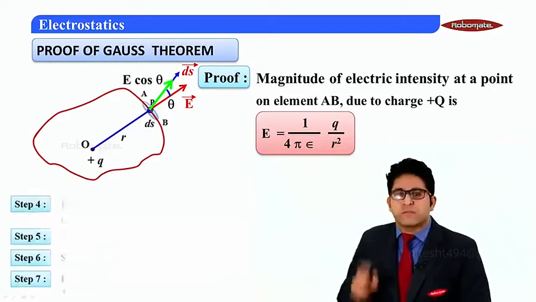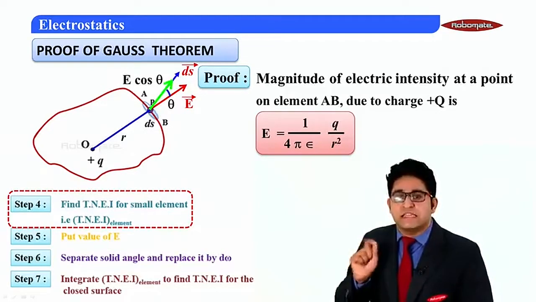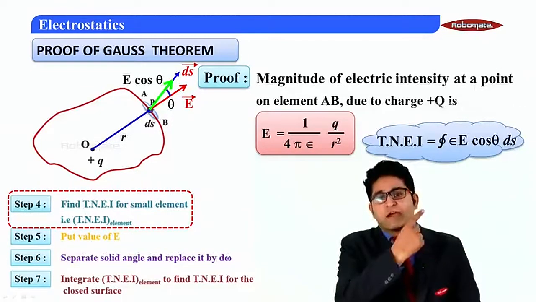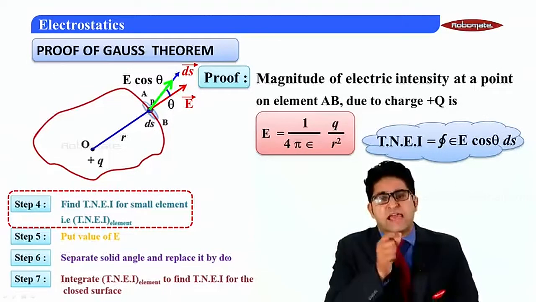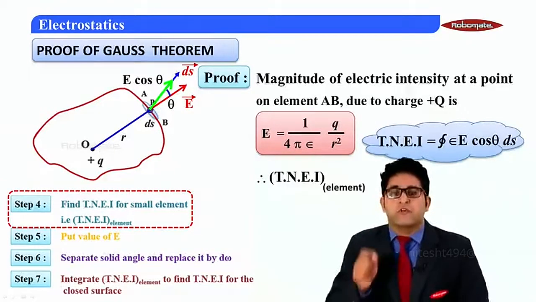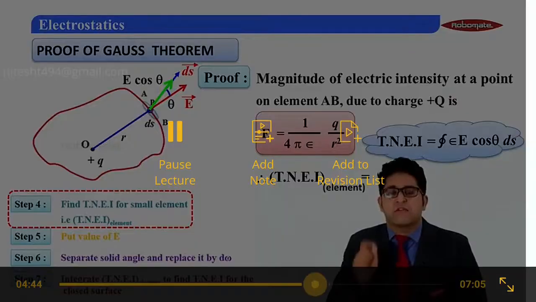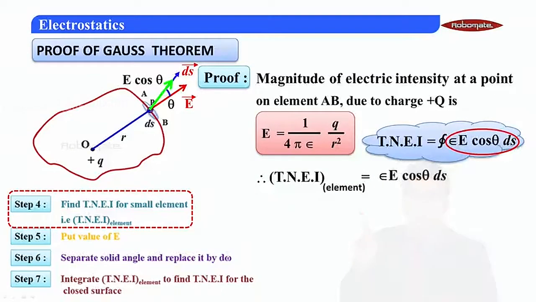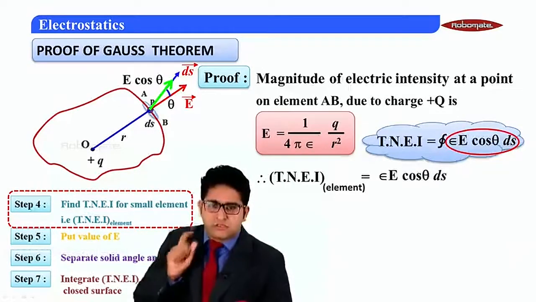Now let us move towards step number 4 and let us find TNEI for the element. Now students, we know formula for TNEI, right? It is given by integration over a closed surface epsilon E cos theta dS. But while calculating for the element, we'll not consider the integration sign, we'll only consider epsilon E cos theta dS, right? So therefore TNEI of element is equal to epsilon E cos theta dS.